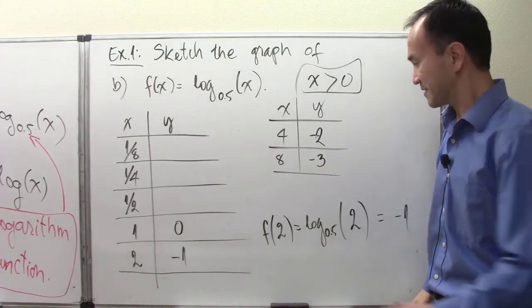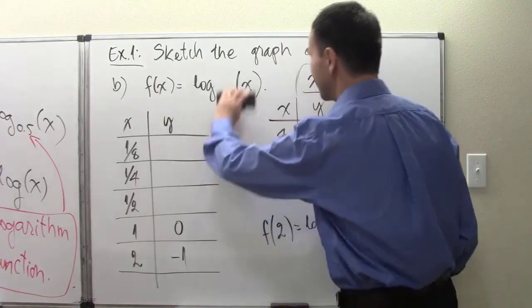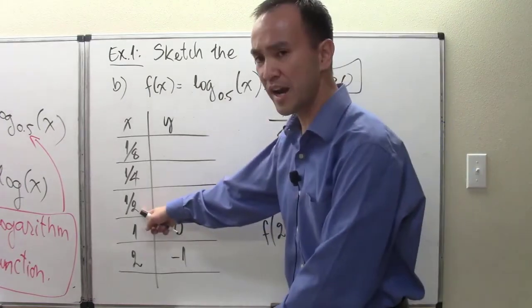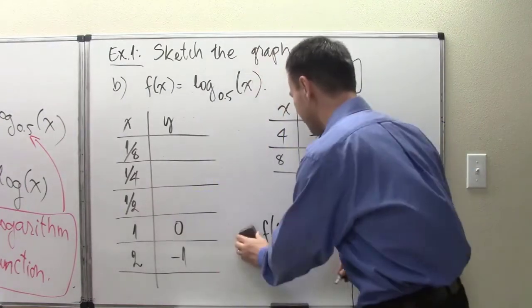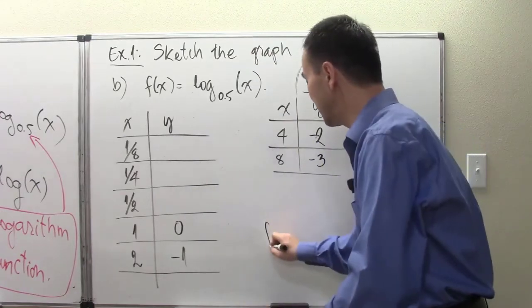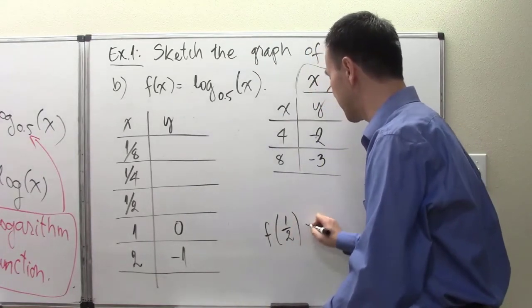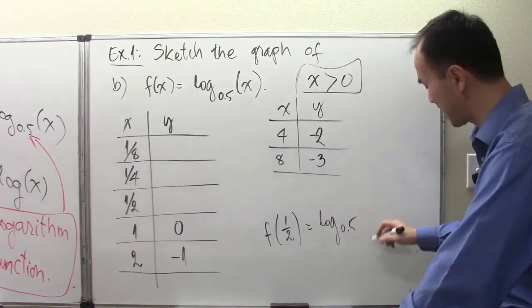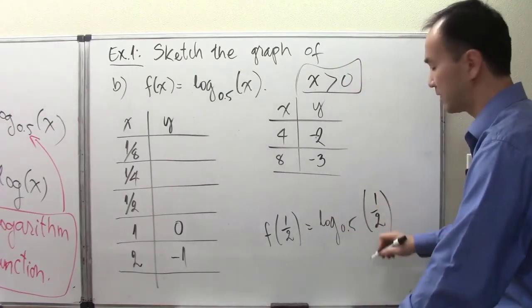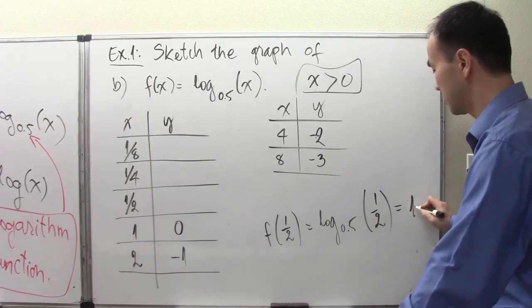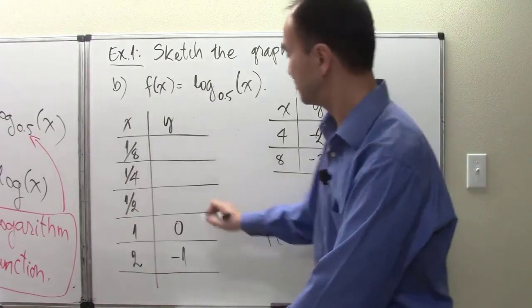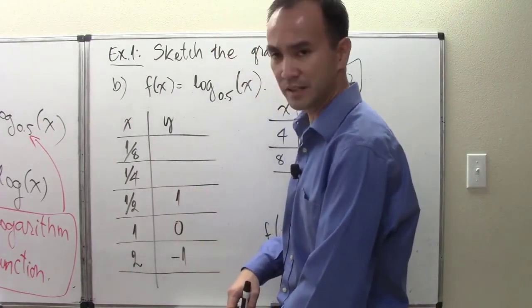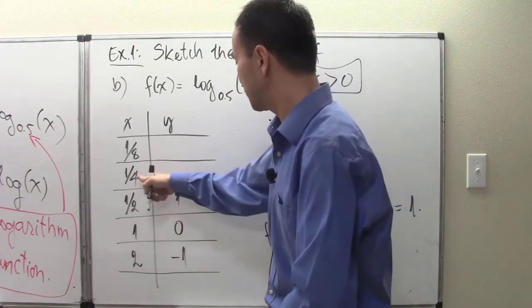All right, and then when x equals 1/2, f of 1/2 is the same as taking log base 0.5 or log base 1/2 of 1/2. All right, and then the output should be 1. All right, so this is 1, and then we're looking at this 1/4 right here.